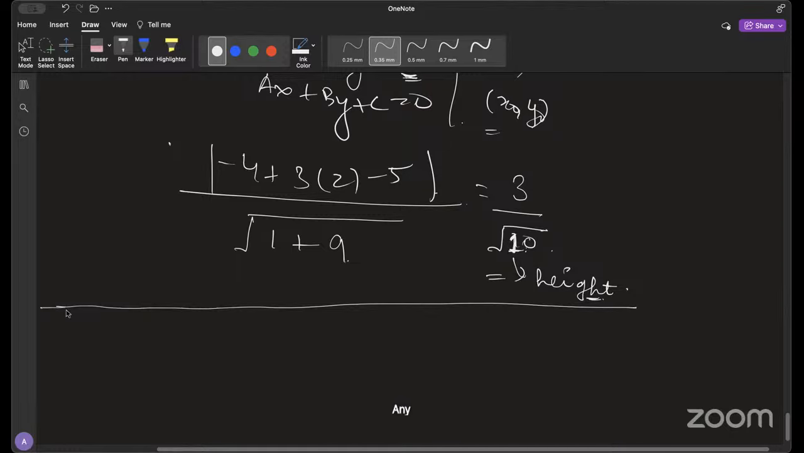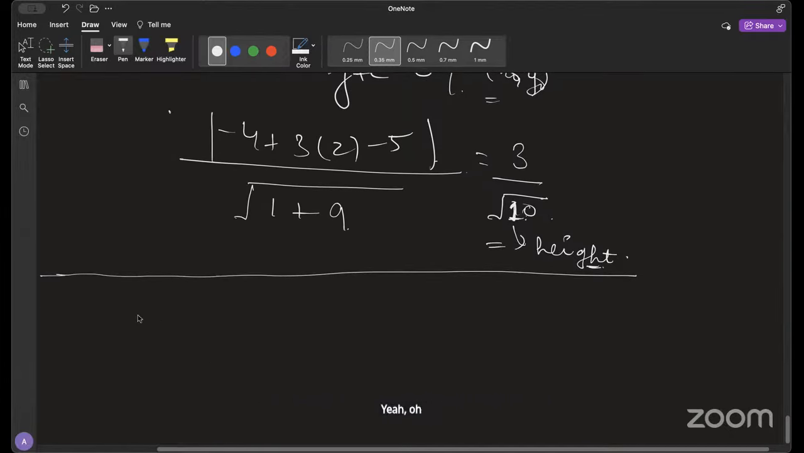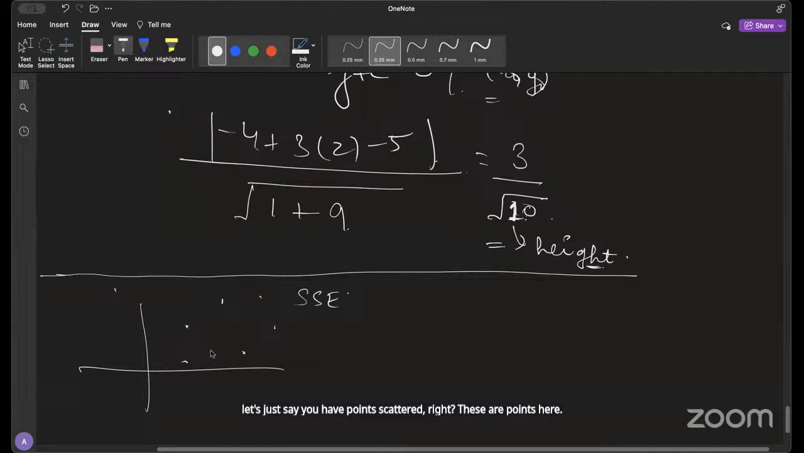Any other doubts? Ma'am, can you explain the concept of sum squared error? Yeah, okay. So the sum squared error is basically this: when you have points scattered, these are points here, there's not a single straight line that will pass through all these points, right?